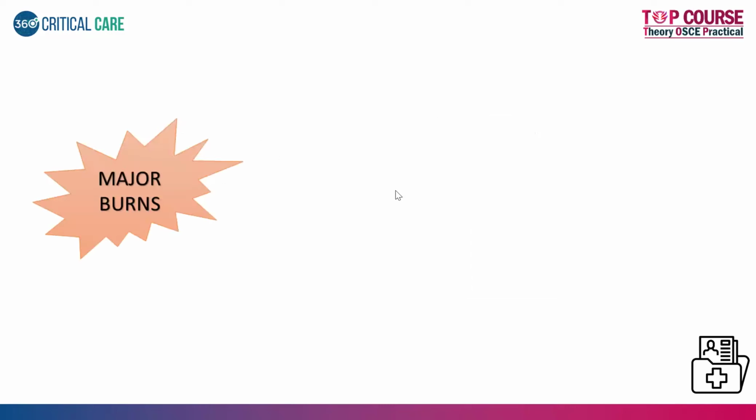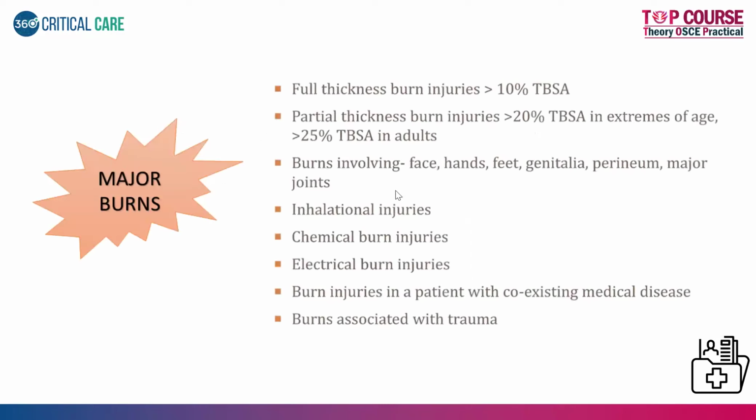So, what are the components of major burns? Usually full thickness burns of more than 10% of the total body surface area, or partial thickness burns of more than 20% in the extremes of age, either pediatrics or elderly, or more than 25% partial thickness burns in adults. Burns involving the face, hands, feet, genitalia, perineum, and major joints, inhalational injuries, chemical burns, electrical burns, patients with burns with coexisting medical disease, and burns associated with trauma will be classified as major burns.